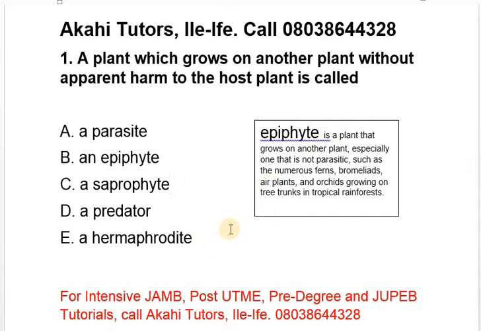Option C, a saprophyte, is like a decomposer. Option D is a predator. A predator is a living organism causing harm to the prey. Option E, a hermaphrodite, is an organism that possesses both male and female sexes. So the best option for question one is option B, an epiphyte.